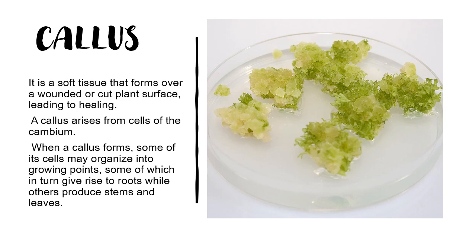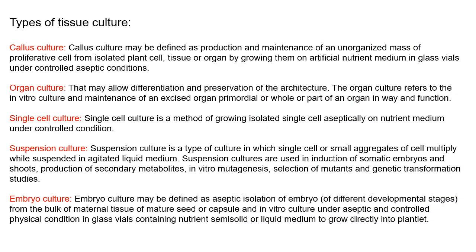Okay, so now I had told you about callus. Next we are going to study the types of tissue culture. Callus culture is defined as the production and maintenance of an unorganized mass of proliferative cells from an isolated plant cell, tissue, or organ by growing them on artificial nutrient media in glass vials under controlled aseptic conditions. So you have a callus culture.